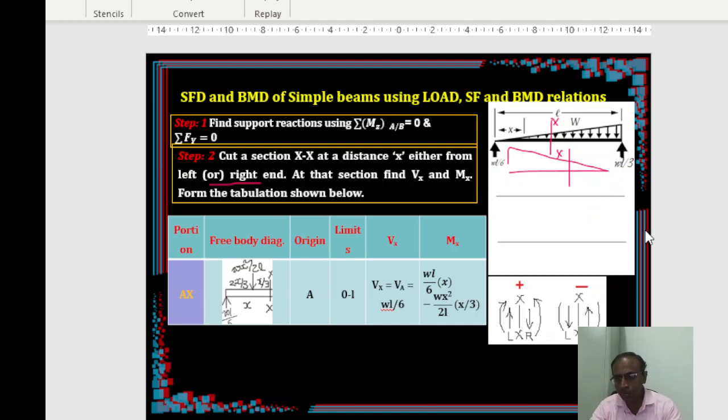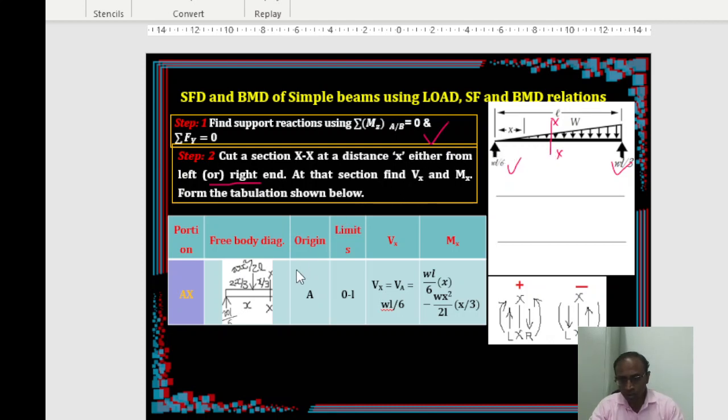Okay, let's focus here now. The first step is finding the support reactions, right? I am not dwelling on that here because support reaction is separately discussed. Use the simple equilibrium equations, sigma Mz equal to 0 and sigma Fy equal to 0. You will get this reaction as WL by 6 and this reaction as WL by 3. Once the reactions are found, you cut a section. As mentioned, for simplicity you all take it from the left side.